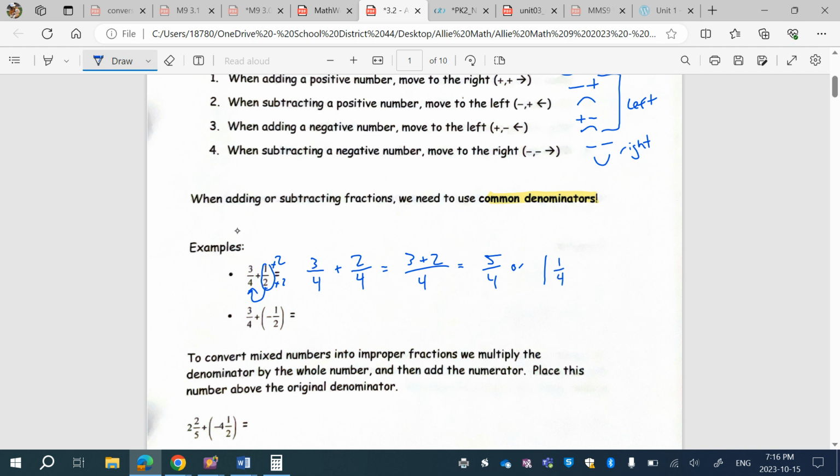And now for subtracting, we need to have the same number on the bottom as well. So let's go subtract. I'm just going to use our version from up here. Or it's adding, but it's a negative now, negative half, negative 2 over 4. Now we can go 3 subtract 2 over 4, and we end up with 1 over 4.